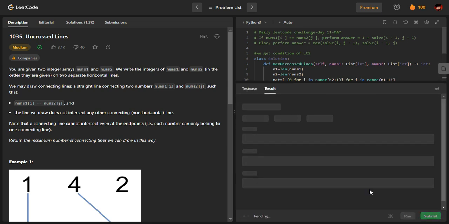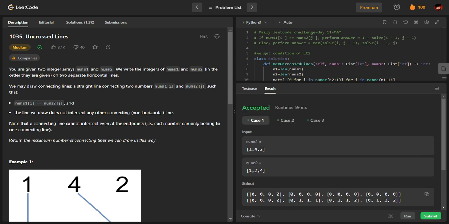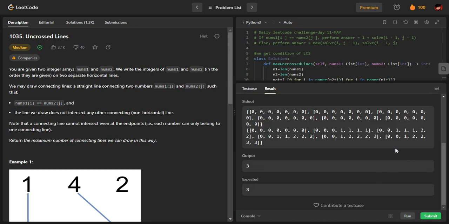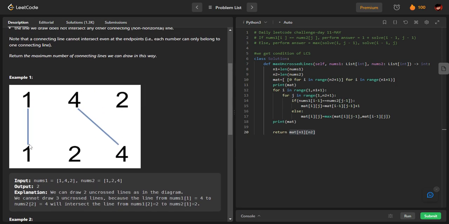If I show you in the diagram, this element, the last element of the last row, is always the answer. If you are thorough with what a longest common subsequence is, you will know this. So basically, if you see here, just look at the case. What is the longest common subsequence among them?